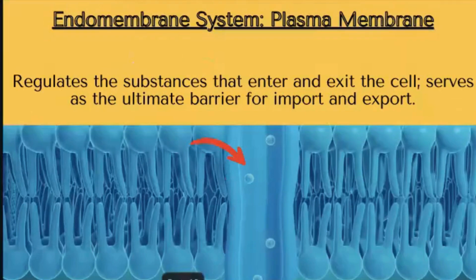Now, if we take a look at the endomembrane system again, I want to focus on the plasma membrane. There is a whole section dedicated to the plasma membrane, and we're going to talk about the specifics of that when we get there. But for now, you just need to know you have the phospholipid bilayer that remains on the outside of the cell. Sometimes it has openings, and the plasma membrane basically allows for the entering and exiting of different substances and is a barrier for initially allowing things to come in and out of the cell.